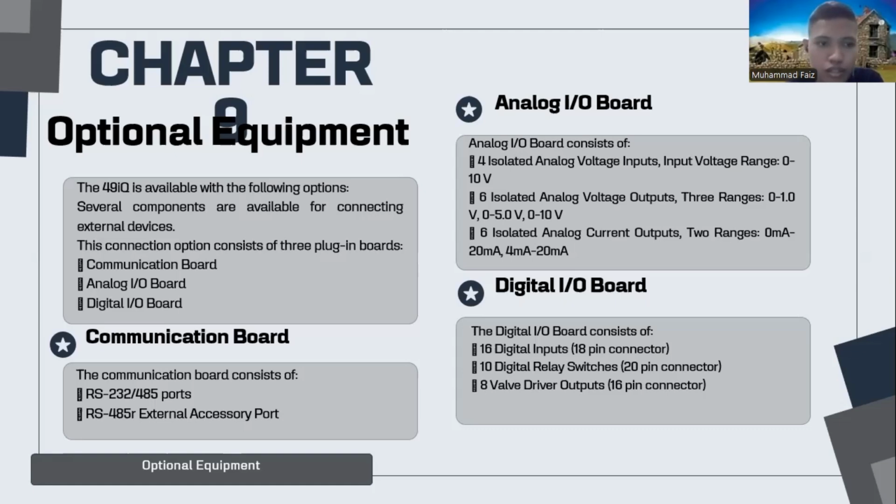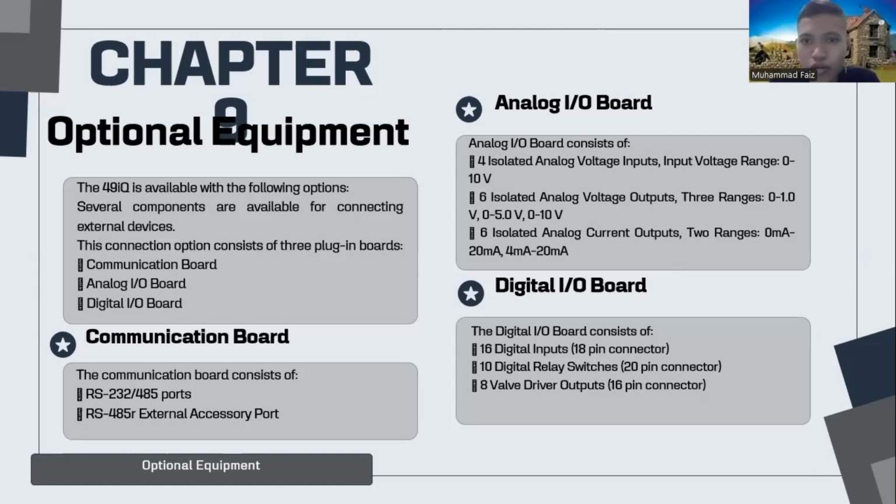Number 1 is communication board. Number 2, analog I/O board. Number 3 is digital I/O board. Number 1, communication board. The communication board consists of RS232/485 ports and an RS485 external accessory port.